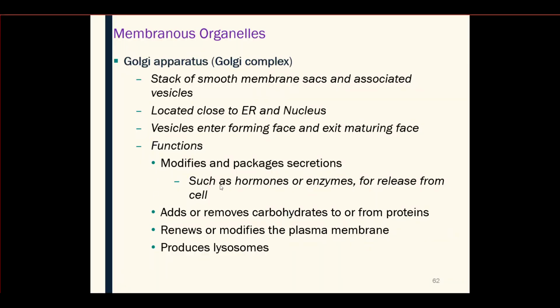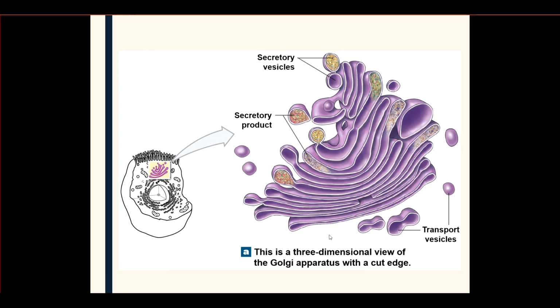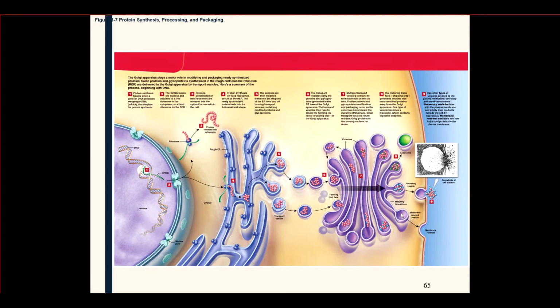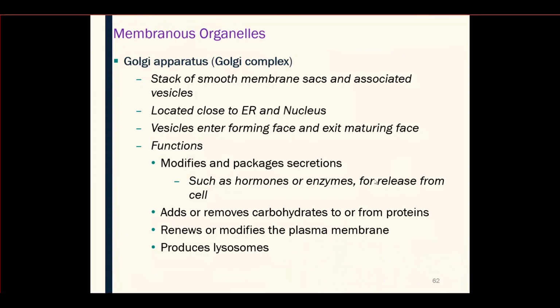If you want to even add here, release from the cell, just put in parentheses. I didn't put it here, by exocytosis, right? Release from the cell by exocytosis. All right. It can renew, excuse me, or modify the plasma membrane. That was this right here. This fixing this hole here, or it can make the lysosomes, which we're going to talk about in a minute, and it produces the lysosome over here. Okay.